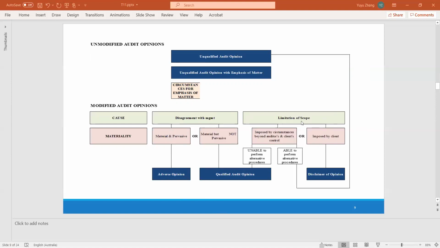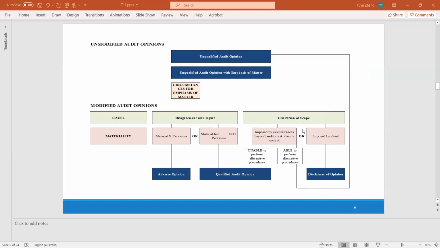On the other hand, the other reason of modification is limitation of scope. Another word for limitation of scope is unable to obtain sufficient audit evidence. So if it is due to limitation of scope, if it is material but not pervasive, auditors will issue qualified opinion. If it is pervasive, then auditors will issue disclaimer of opinion.